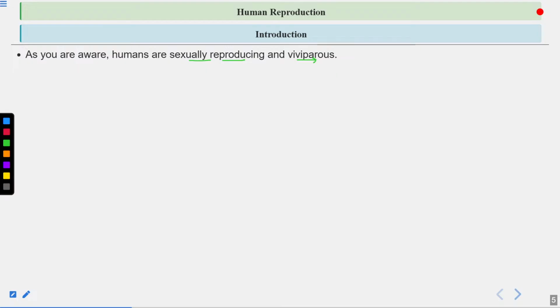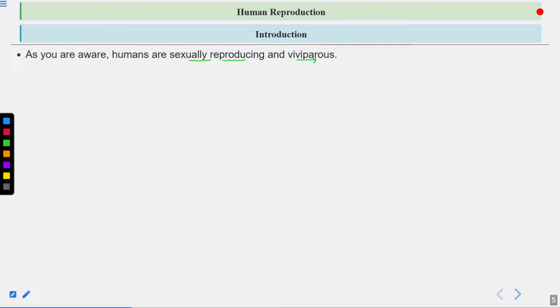So reproduction is important to maintain the species. By reproduction, any species or living organism increases their number. Okay, so reproduction is very important for maintenance of a particular species. Reproduction can be of two types: asexual reproduction and sexual reproduction.